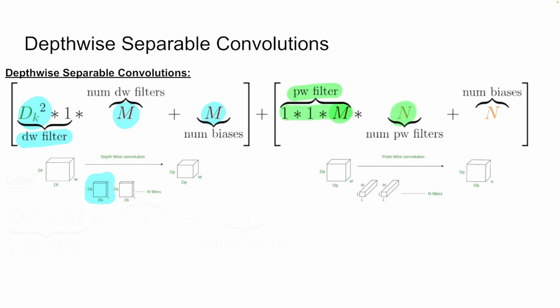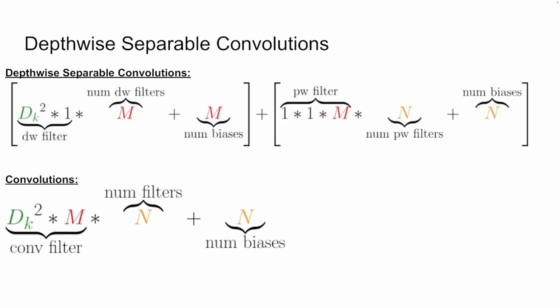Multiply that by n for the number of filters that we're going to learn, and of course plus n for the number of biases. You can see if you just plug in some numbers for dk and m and n that you're going to have to learn many fewer parameters when doing a depthwise separable convolution compared to when you're doing a regular convolution. Thus, in summary, depthwise separable convolutions are not only more efficient computationally in terms of the number of multiplications that it needs to do, but also more efficient in terms of the number of parameters that your model has to learn.